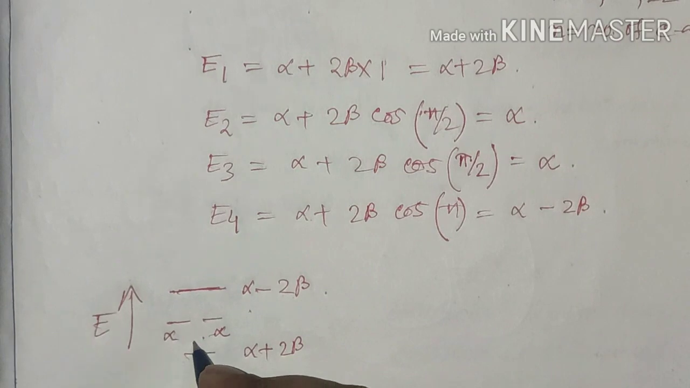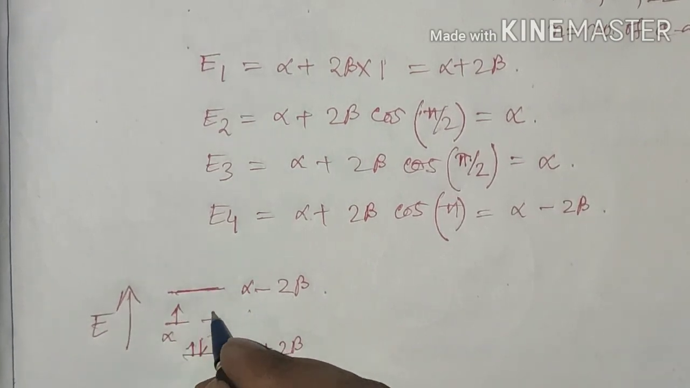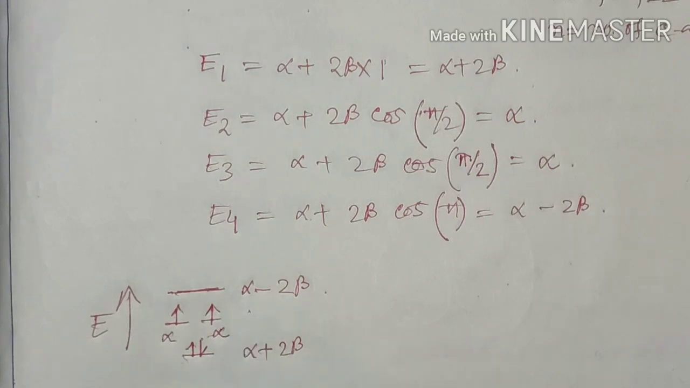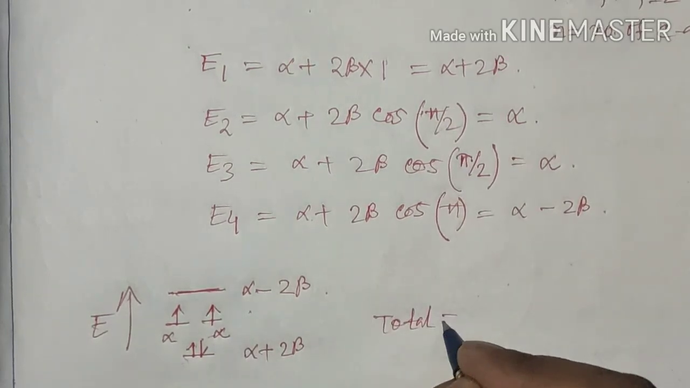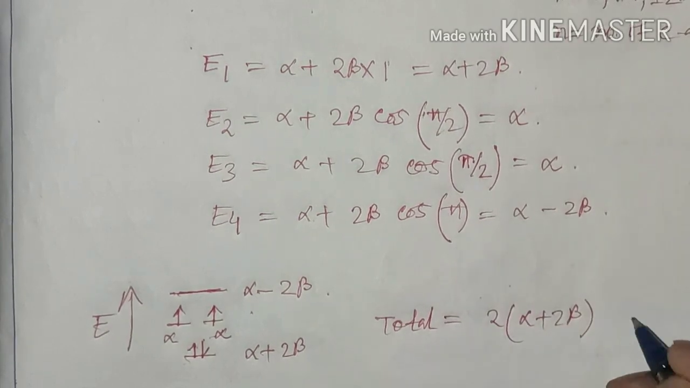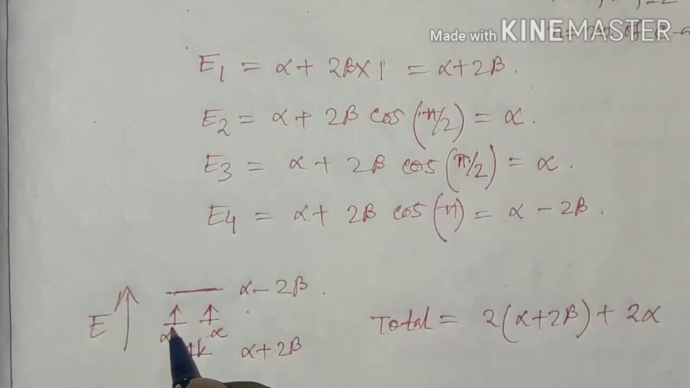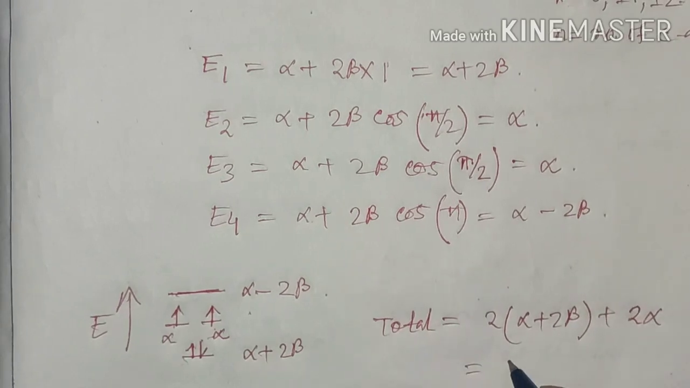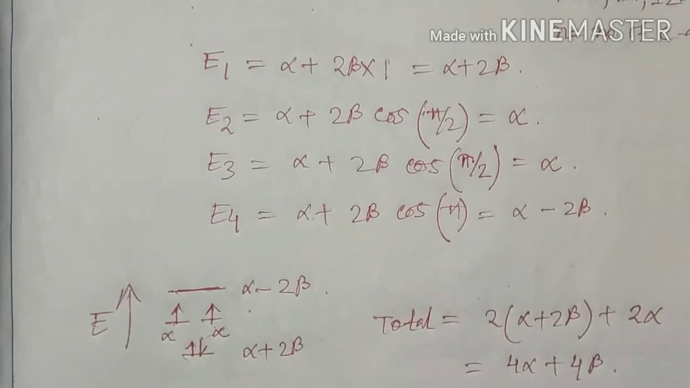Now in cyclobutadiene there are 4 electrons and they will be distributed like this. So the total energy for cyclobutadiene is equal to 2 into alpha plus 2 beta, plus 2 alpha, since one electron each in the two degenerate orbitals gives alpha and another alpha. So in total there will be 4 alpha plus 4 beta.